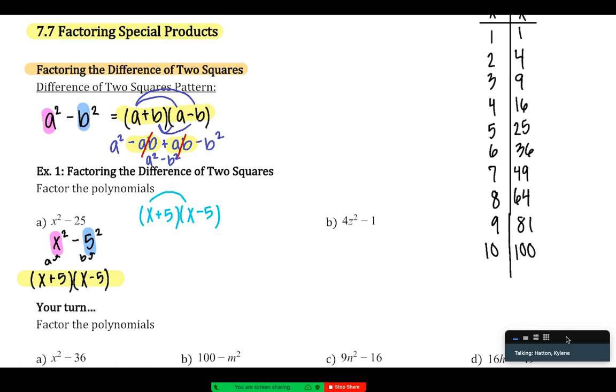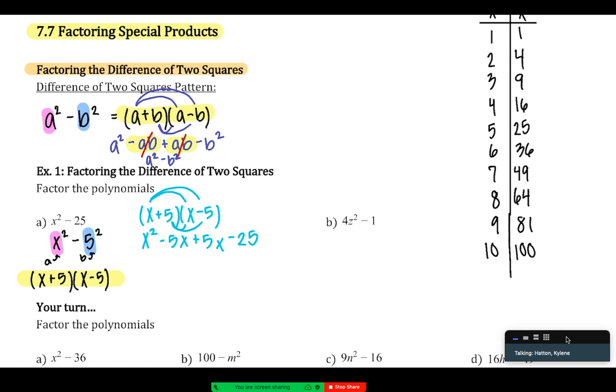And then x times x, that's x squared. x times negative 5, that's negative 5x. 5 times x, that's positive 5x. And then 5 times negative 5, that's negative 25.